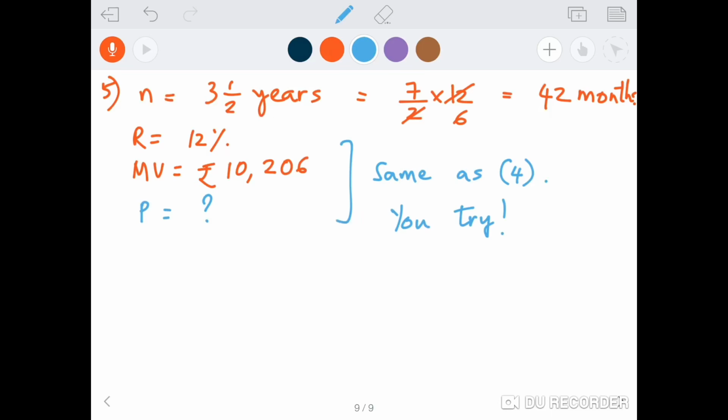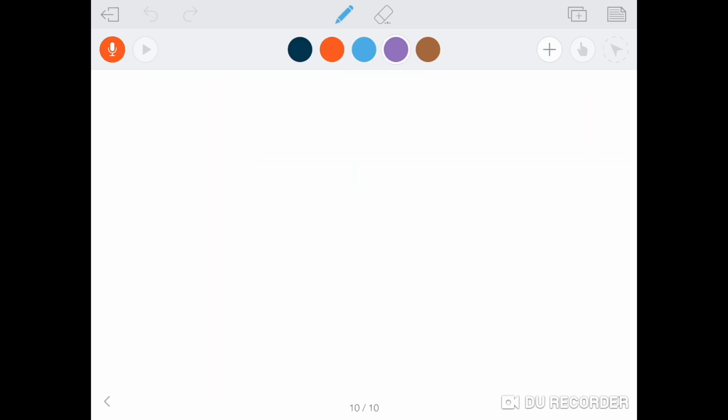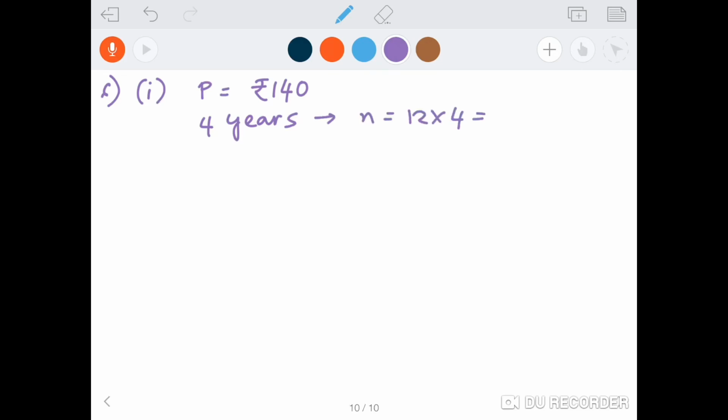Alright, once we have done with the fifth one, let's move to the sixth question. Sixth question, there are two sub questions to it. I'll start with the first one. This is going to be 6.1. Now this problem is slightly different. He wants you to calculate the value of R. So all the problems we have done so far, we have either calculated the value of maturity value or the principal. Now we are trying to do something different where we are calculating R.